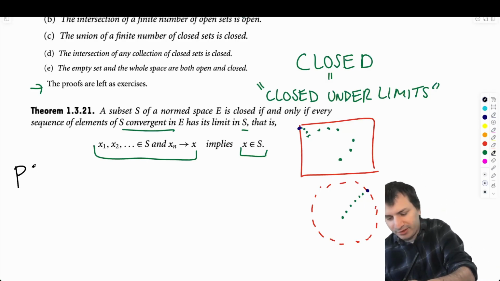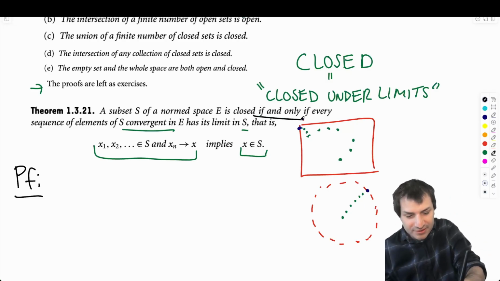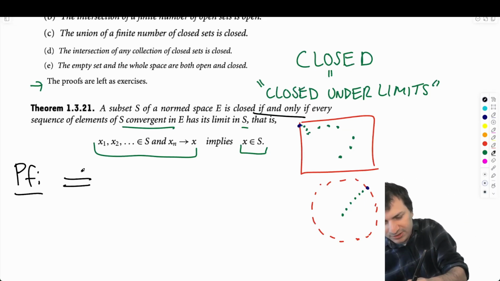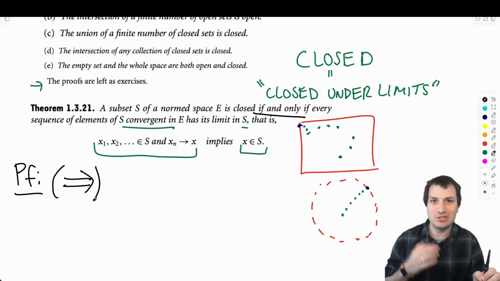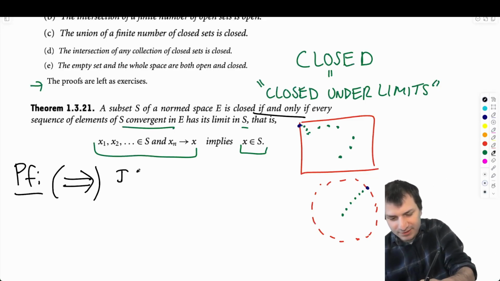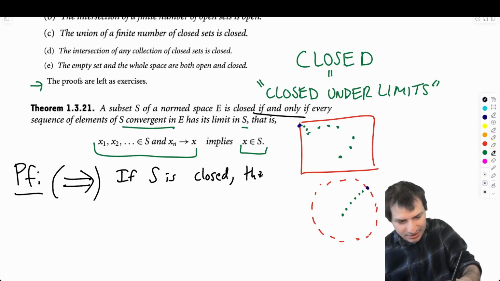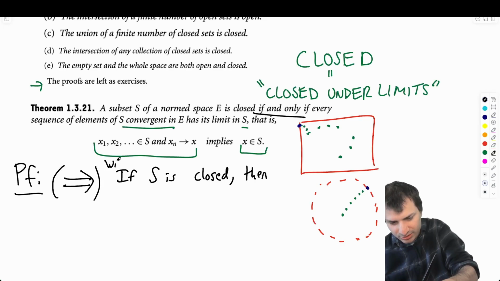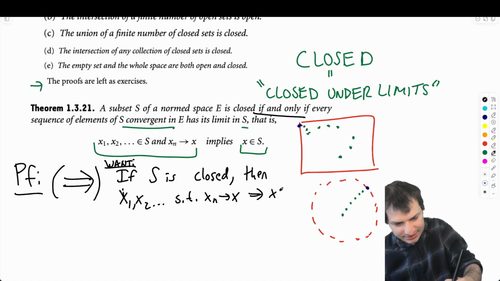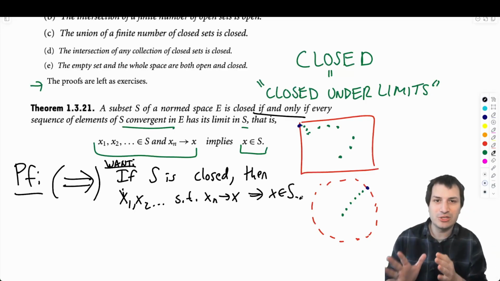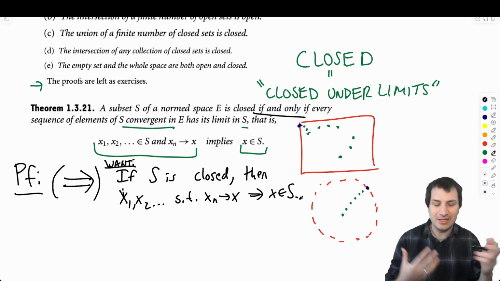So here is my proof. This is an if and only if, so we actually have to prove two things. I'm going to prove the first thing first, and I'm going to do it with an arrow, so it's a direction. If it's closed, then it contains its limits. So this is what we want to show. We want to show if S is closed, then, let's say x1, x2, ... such that xn goes to x implies x is in S. So every time you have a convergent sequence with things in S, the limit is also in S.